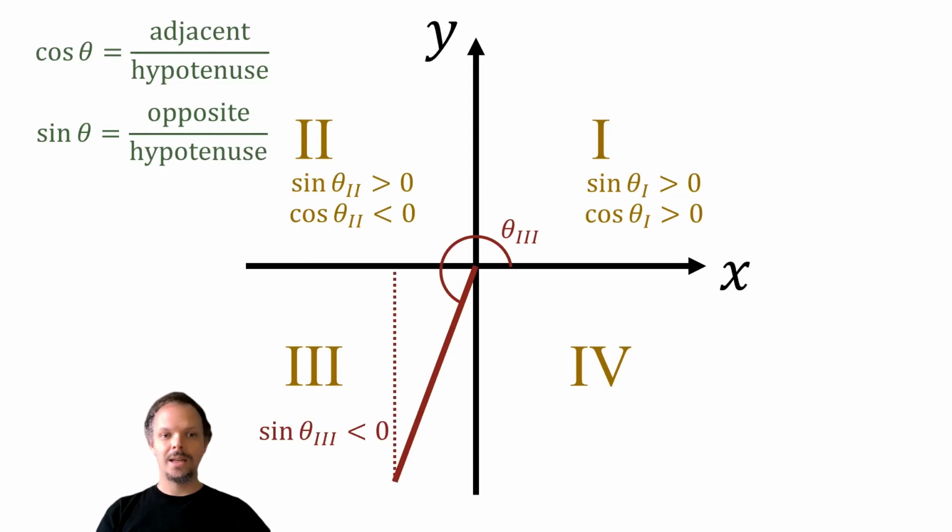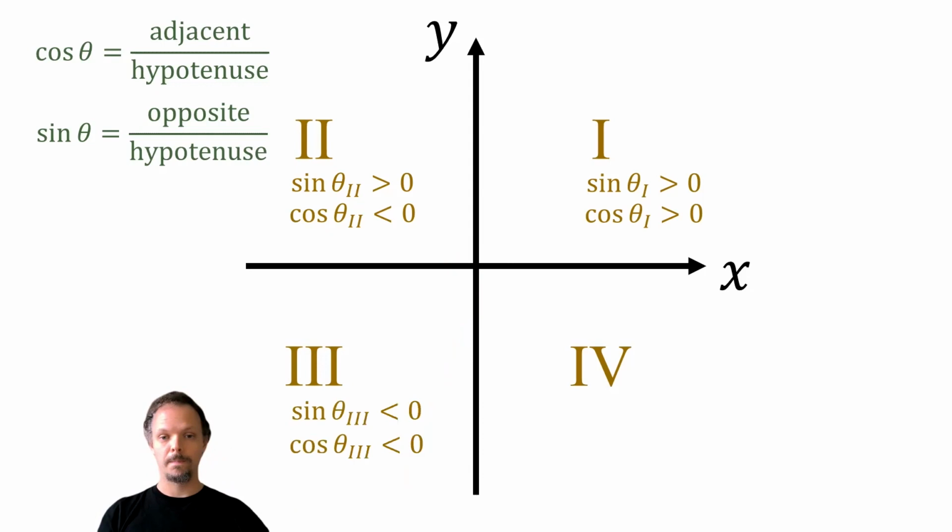So in this case, now the sine, when we look at the opposite side of this angle for the sine, we see that the opposite side is along the negative y direction, downwards. Hypotenuses are, again, always positive. So a negative number over a positive number is negative. And just like in quadrant 2, the adjacent side is also along the negative x-axis. So the cosine is also going to be negative in this quadrant.